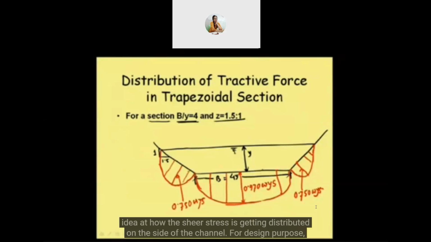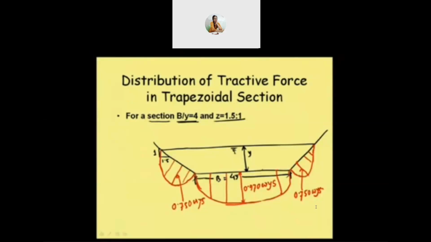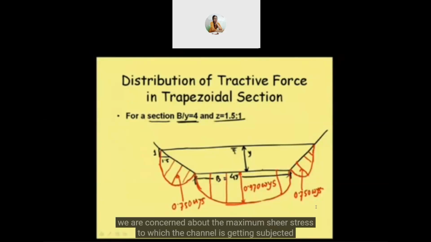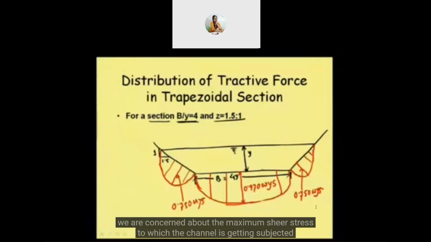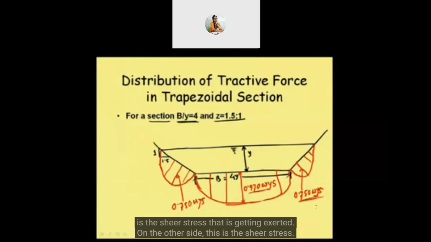Now we have some idea of how the shear stress is distributed on the side of the channel, and for design purposes, we are concerned about the maximum shear stress to which the channel is subjected. That is, if we need to make our channel safe, then we should see that at this point this is the shear stress being exerted, and on the side this is the shear stress it is being subjected to. Now, whether we will go for this shear stress for design purposes or this shear stress, which one? Again, there is another point.